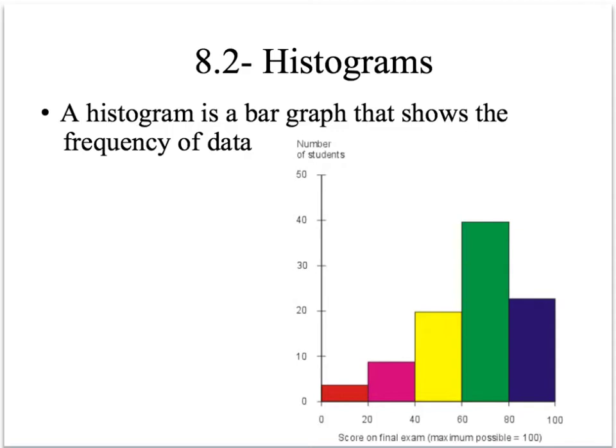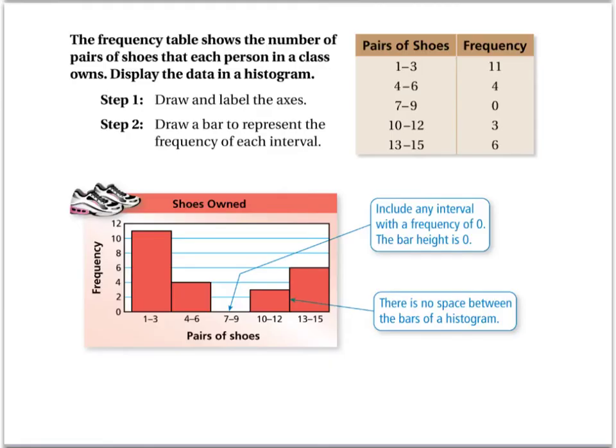It's not like a stem and leaf plot where you see individual numbers, but here scores are between 0 and 100. Obviously, the green, we had 40 students get between a 60 and an 80. Here we would look to be about 22 students got between 80 and 100, and so on. So it's just a different way in which we can display data.